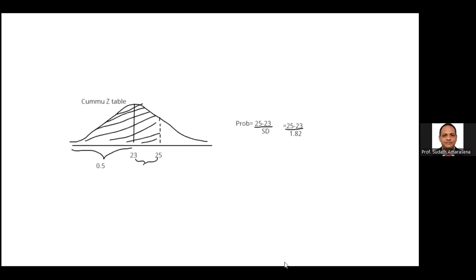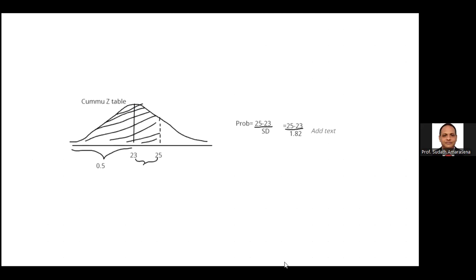It is a table value, right? Then we can do the calculation. We should use this table to find that total value. Therefore, you need to simplify these figures: 25 minus 23 divided by 1.82, and let me know that answer. Simplify value. 25 minus 23 divided by 1.82. What's the value? 1.09. That's correct.